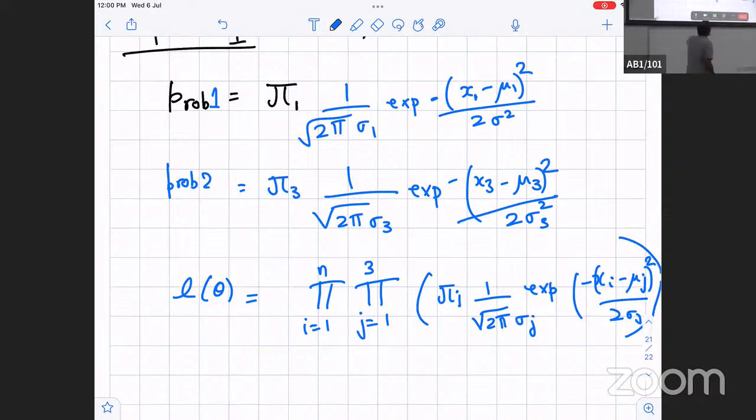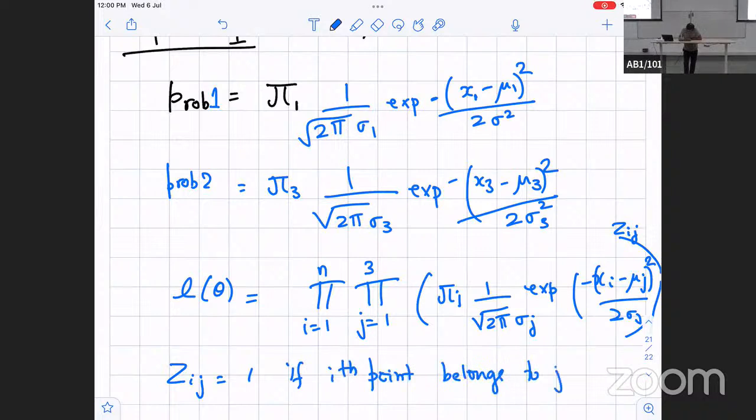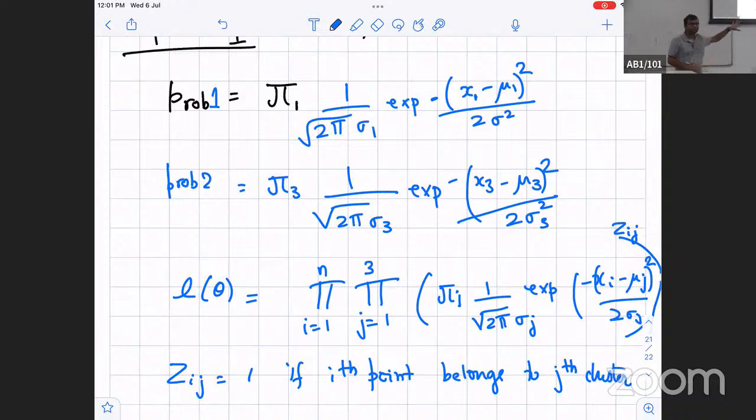I should multiply this one only if that assignment is in that cluster, right? Do you see what I'm saying? I cannot just multiply like that. I should multiply only if the ith point belongs to the jth cluster. So there should be zij to the power of zij. zij is equal to 1 if ith point belongs to jth cluster. Do I have this information, zij's? Do I have it or not? In general, no, but we are looking at full information case where we actually know all the z's.